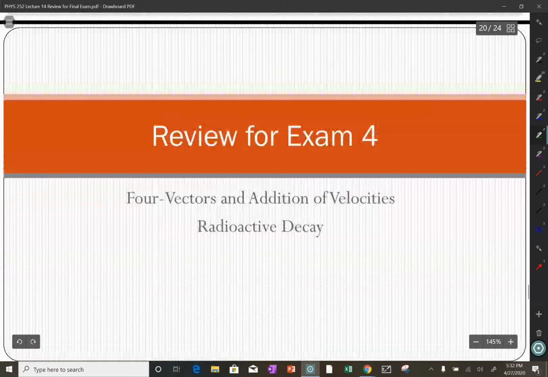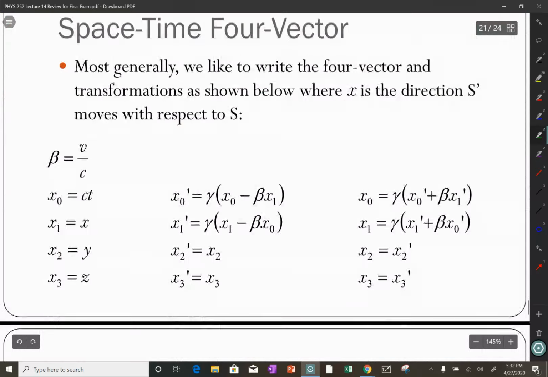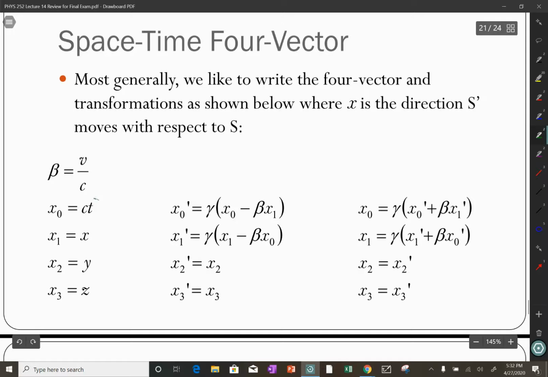Exam 4: 4-vector addition and addition of velocities, and then radioactive decay. So once again, basically two things. With the 4-vectors, our 4-vectors were x0 is the speed of light multiplied by time, x1 is x, x2 is y, x3 is z. We always define the x direction such that the speed of reference frame 1 compared to reference frame 2 is in the x direction.